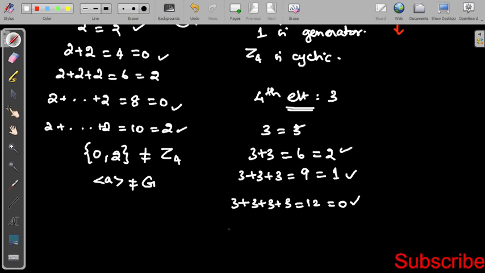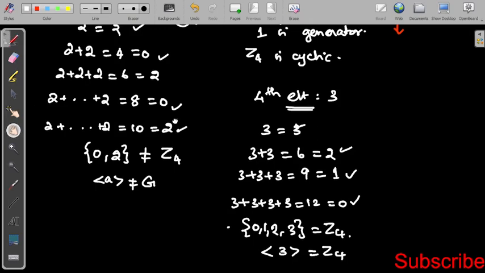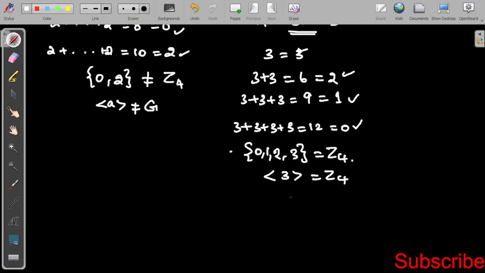Moreover, you can take 5 times, 6 times, and so on, but here itself we have the elements 0, 1, 2, 3, which is equal to Z4. So we can say the group generated by 3 is equal to Z4. Hence we can say that the element 3 is called a generator. Remember this.